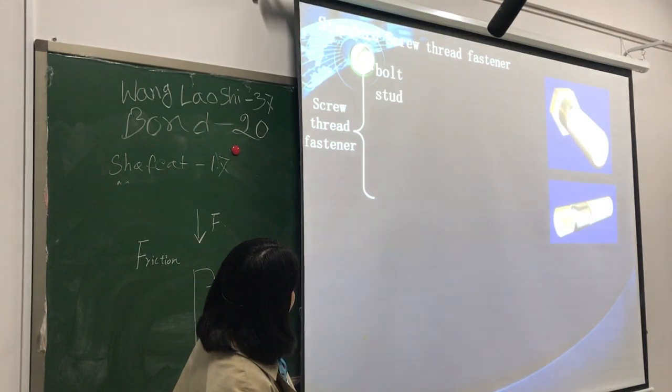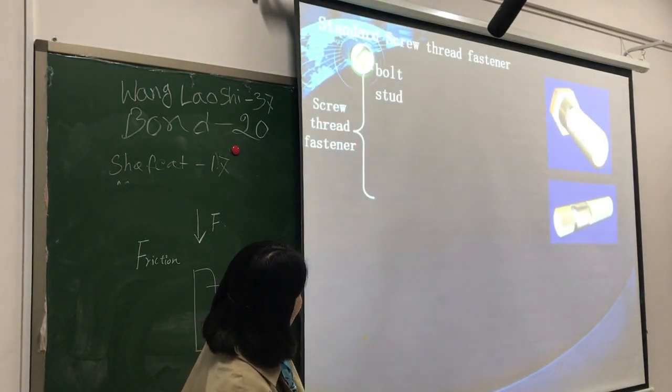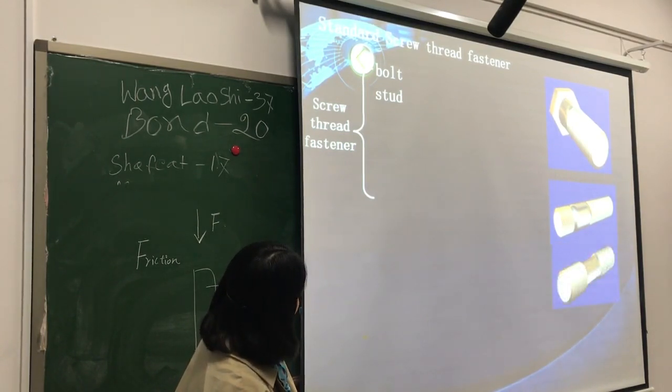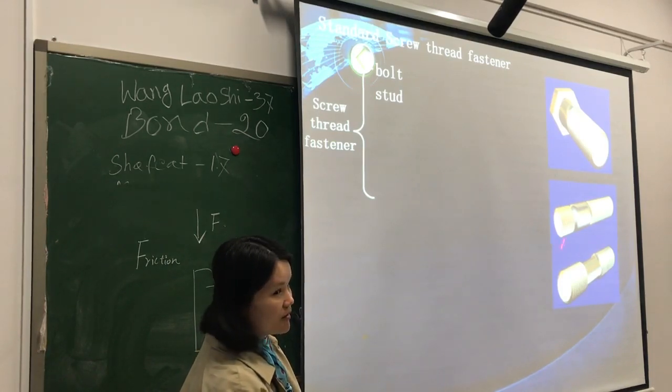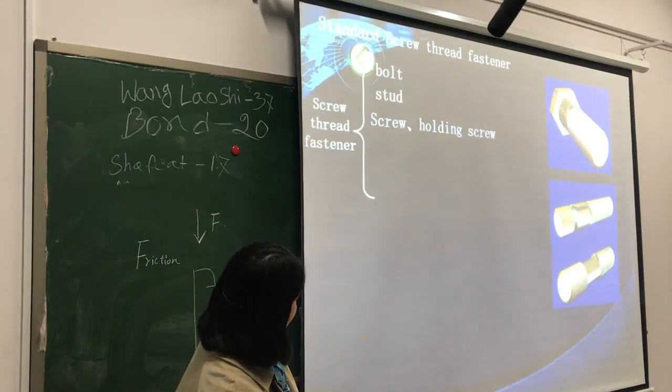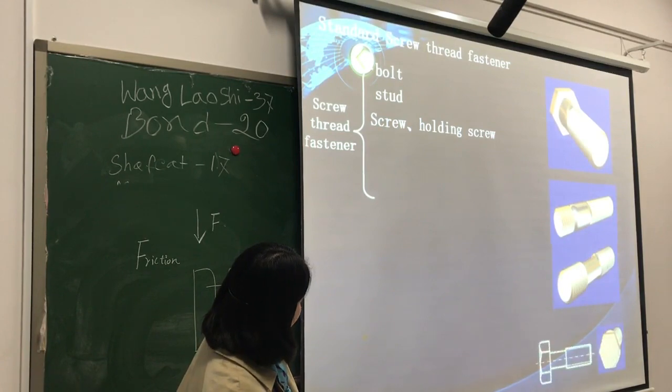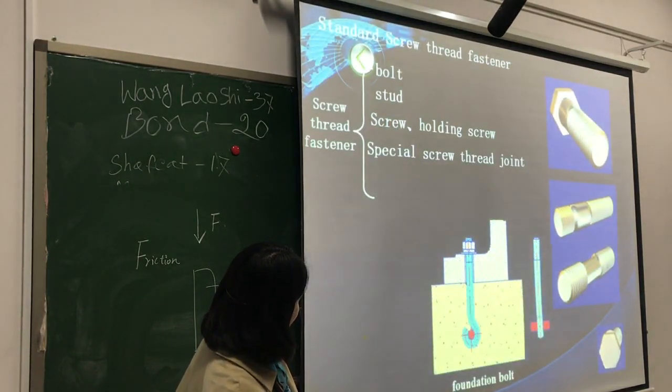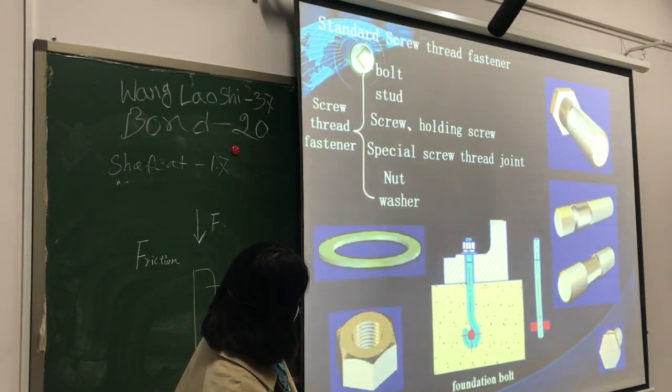And these are the standard screw thread fasteners, like bolt and stud. For example, in a stud joint, we use this stud and screw. Special screw thread fasteners include the nut and washer.